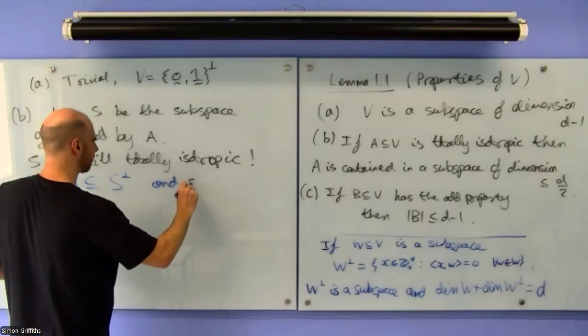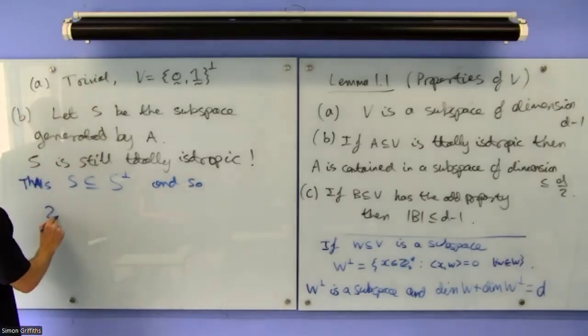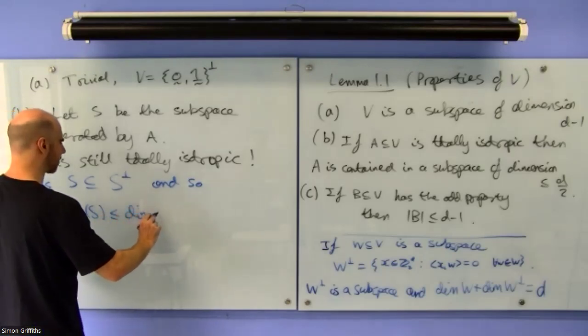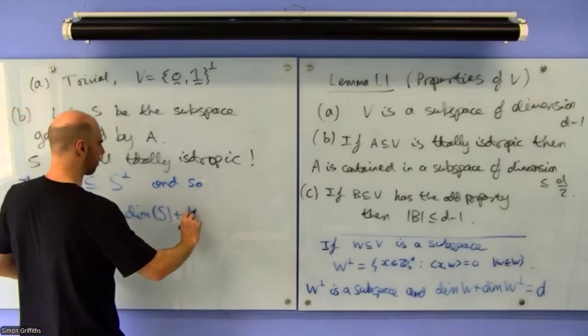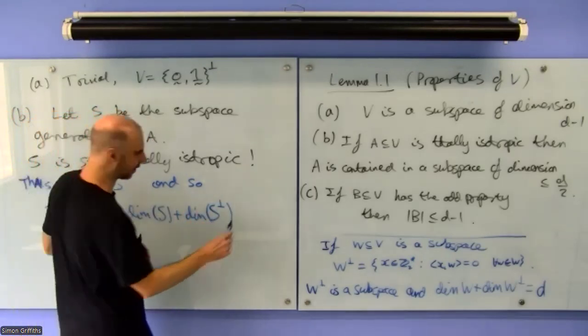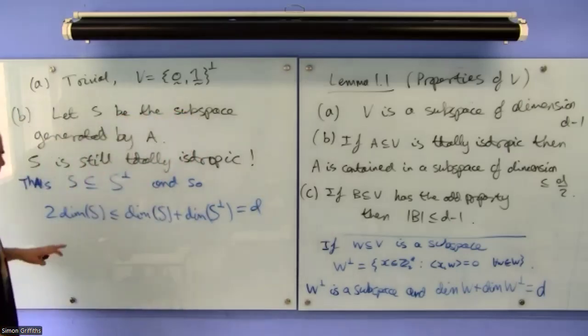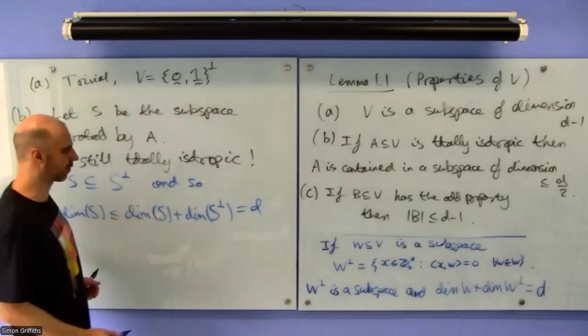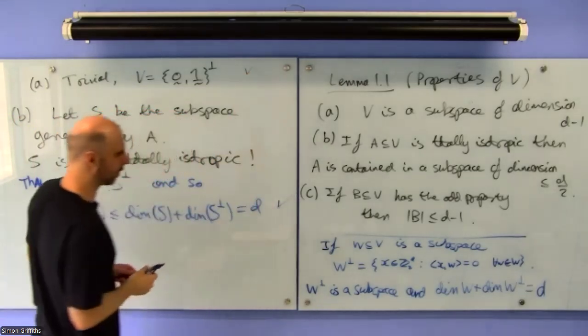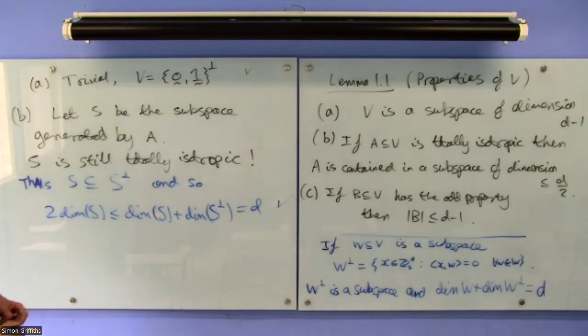And so, I could say twice the dimension of S is less than or equal to the dimension of S plus the dimension of S perp. And this is famously equal to D. And so, of course, the dimension of S is at most D over 2. A and B are done. C is maybe a little bit more difficult, so maybe I'll clear the board here and we can do C.